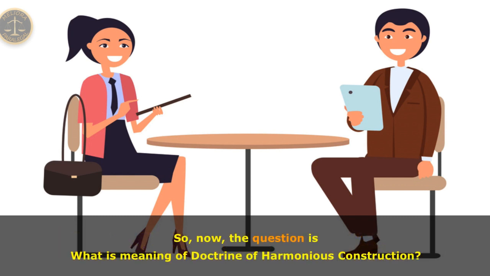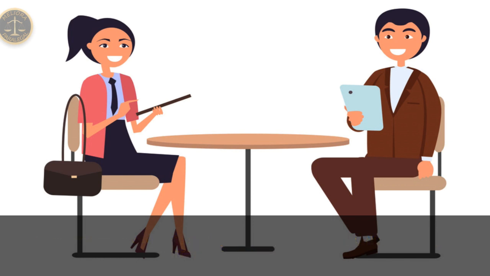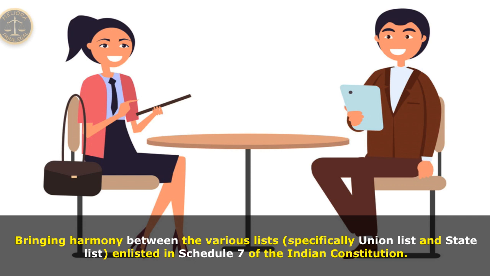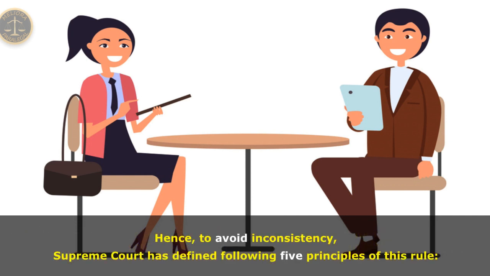So now the question is, what is the meaning of doctrine of harmonious construction? In reference to our topic and specifically the Constitution, the meaning of harmonious construction is bringing harmony between the various lists, specifically the Union List and State List, enlisted in Schedule 7 of the Indian Constitution. So, it means in order to avoid inconsistency or repugnancy, any provision of the statute should not be interpreted or construed in isolation but as a whole. Hence, to avoid inconsistency, the Supreme Court has defined the following 5 principles of this rule.